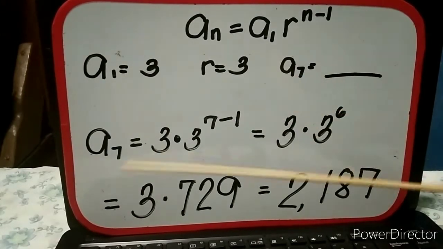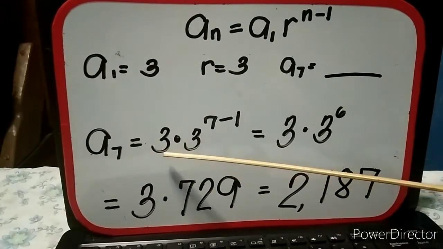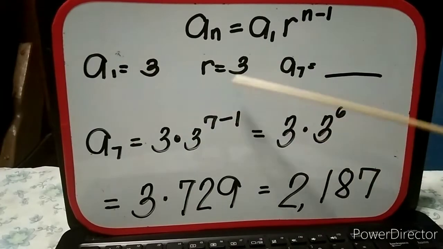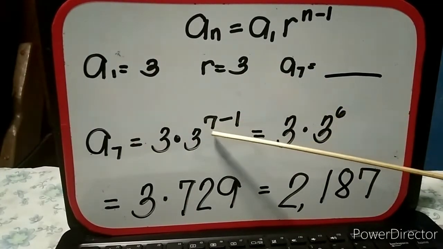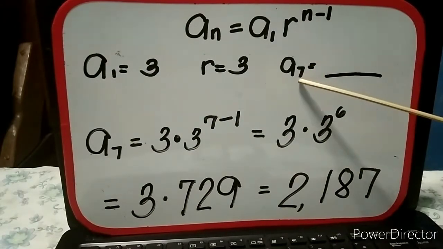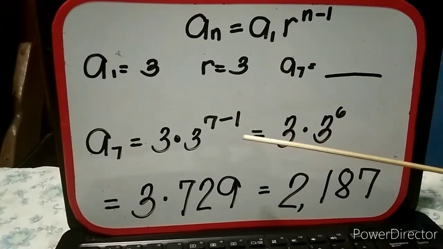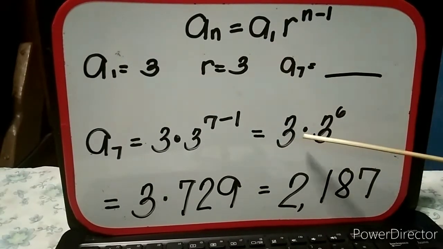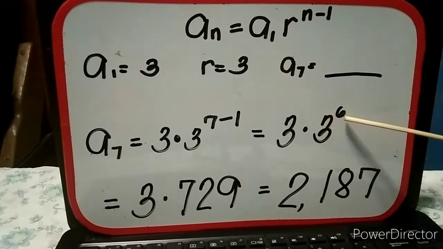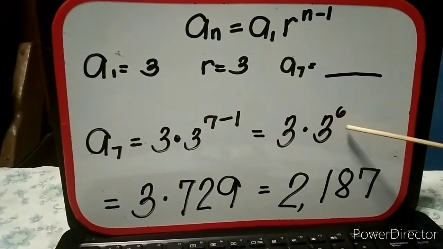Given the formula, we have a sub 7 is equal to 3, 3 is the first term, times 3 is the common ratio, raised to the exponent n. N is 7 because we're looking for the seventh term. So 7 minus 1. And that is equal to 3 times 3 raised to the exponent 7 minus 1 is 6.